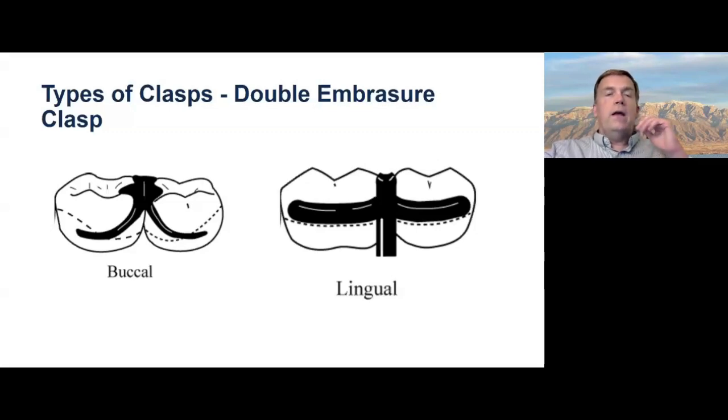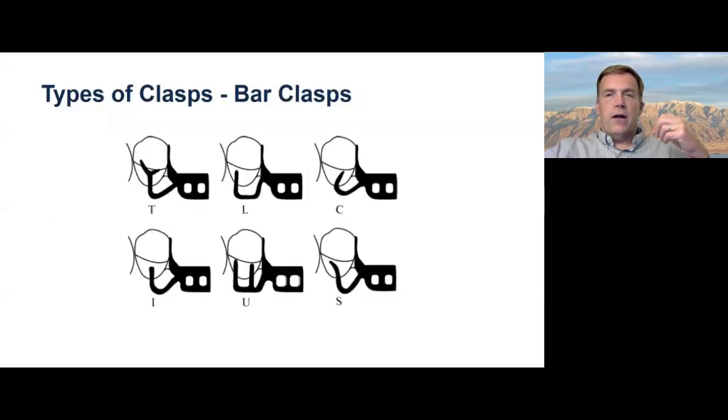So these are great for getting a lot of retention in one area of the mouth, but they are large and more visible. And of course, you need to have enough occlusal clearance to go through the occlusion. Same with an Akers clasp.